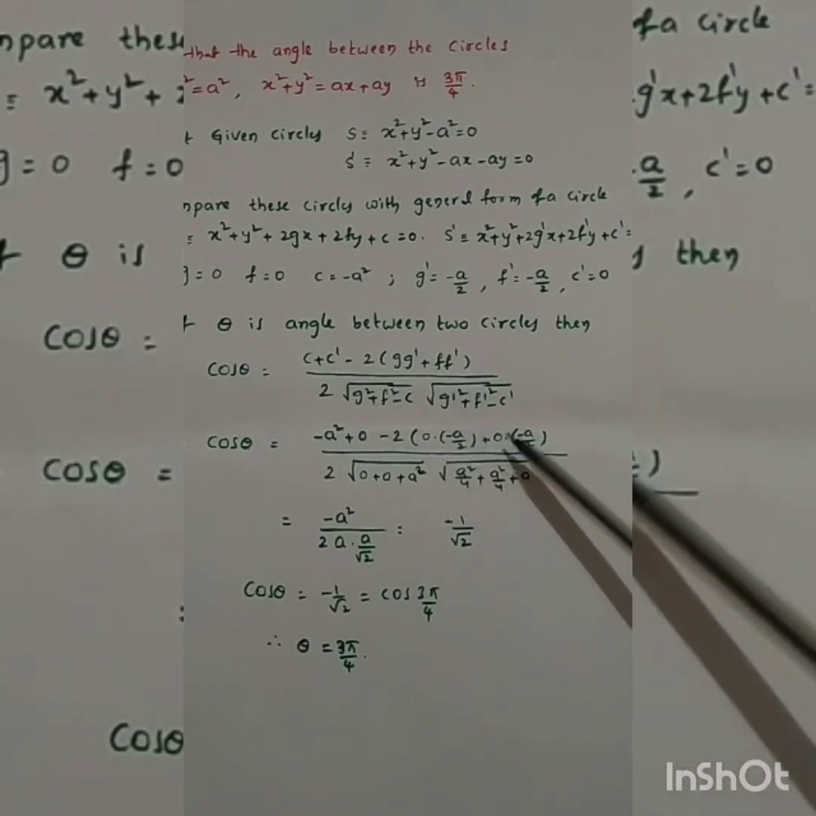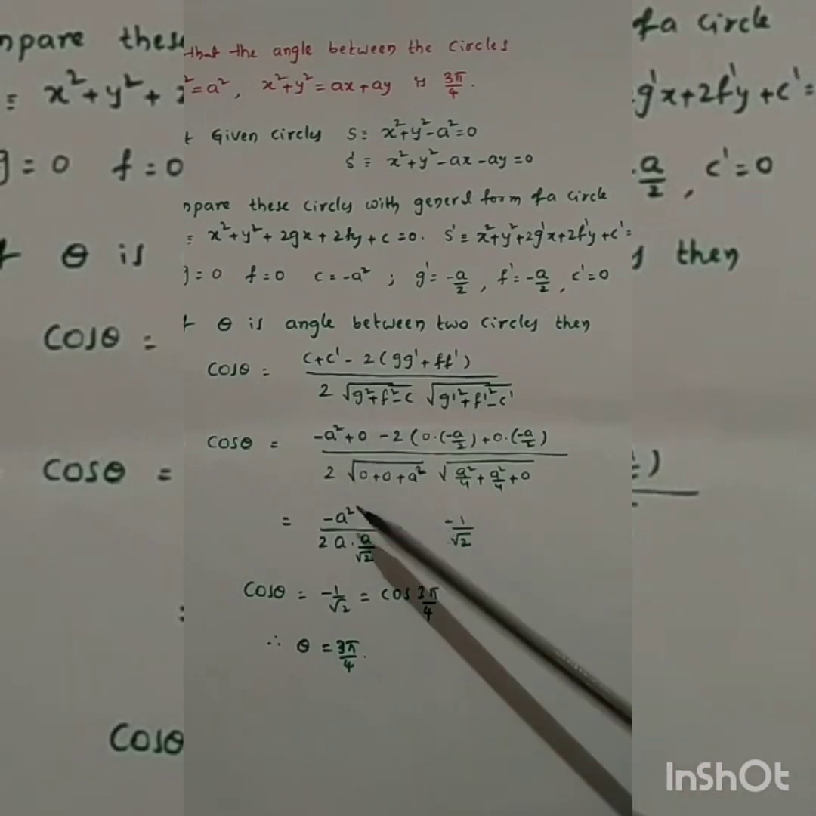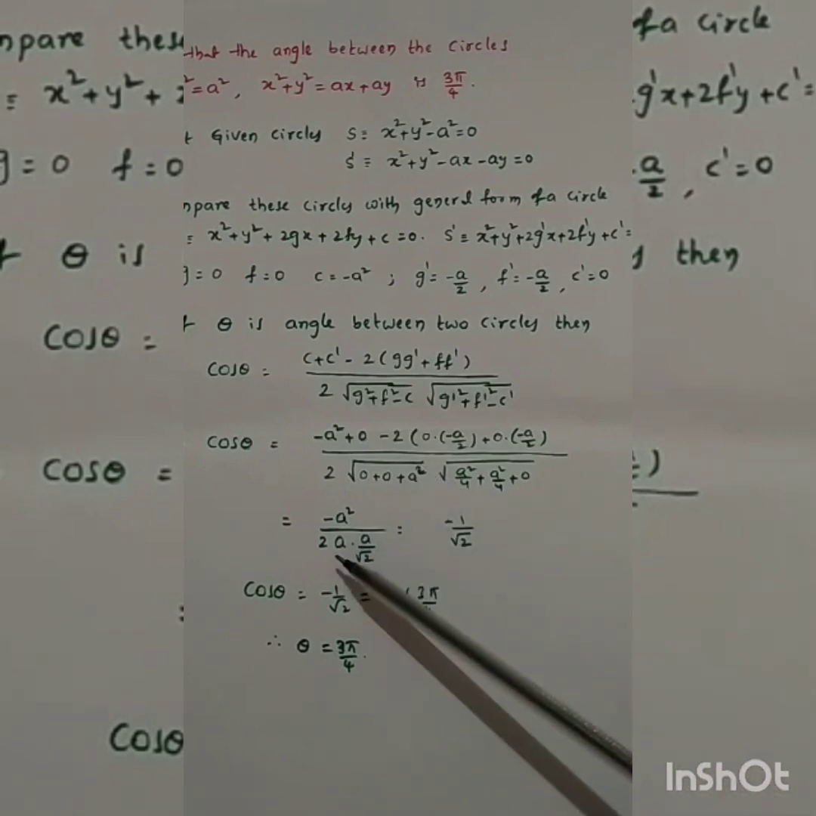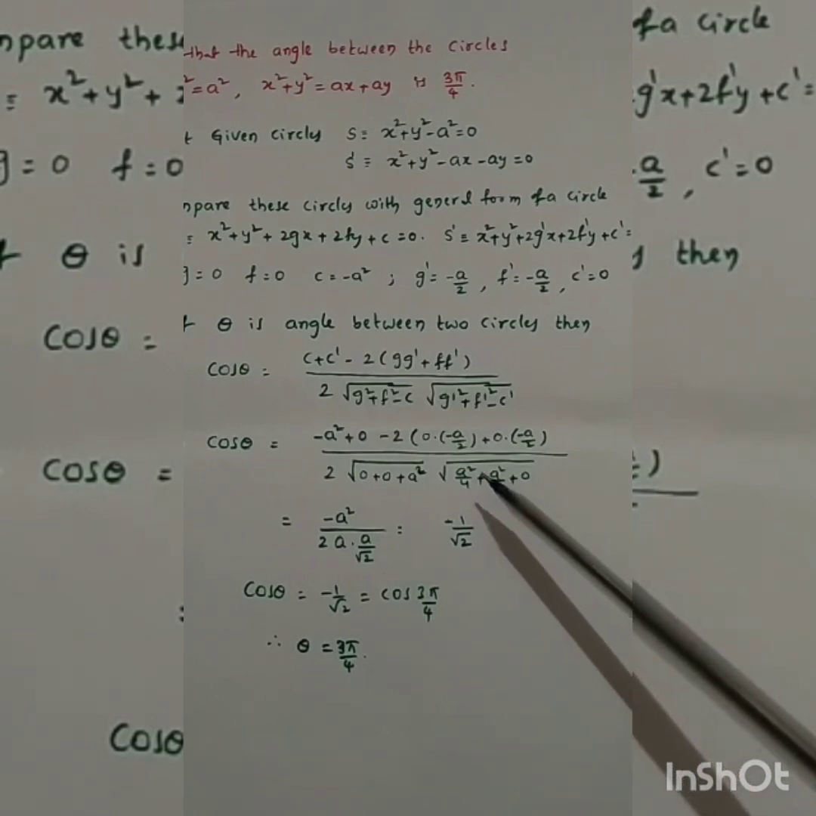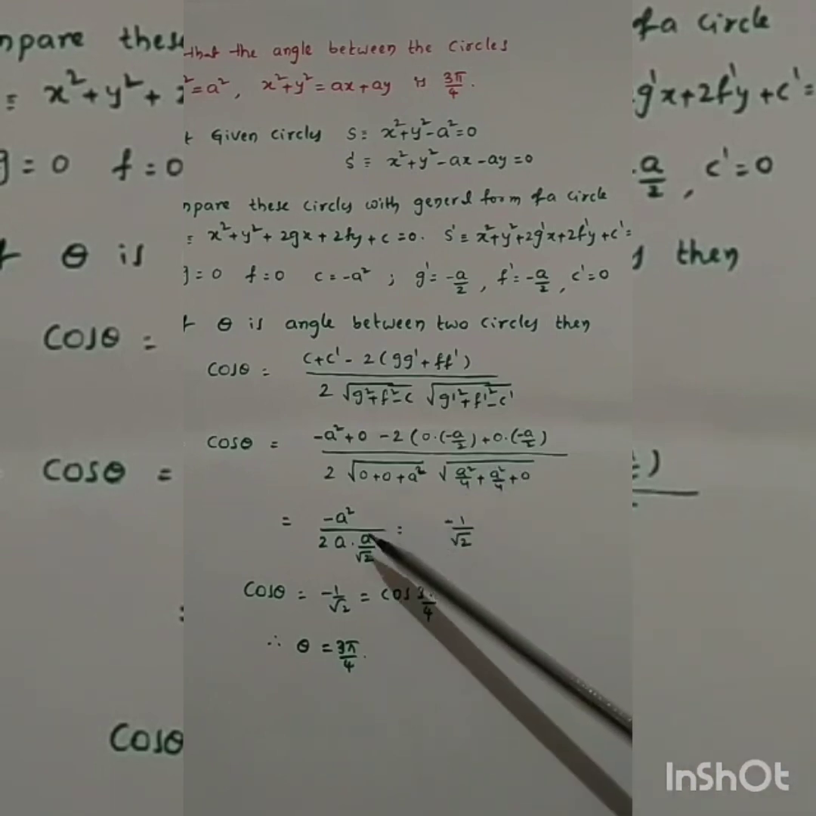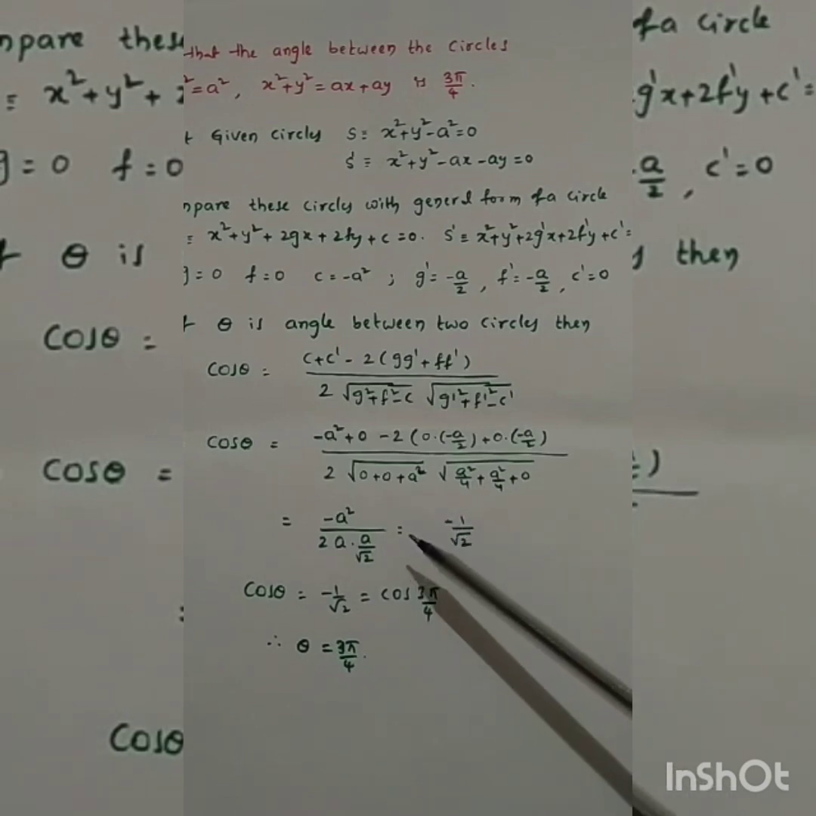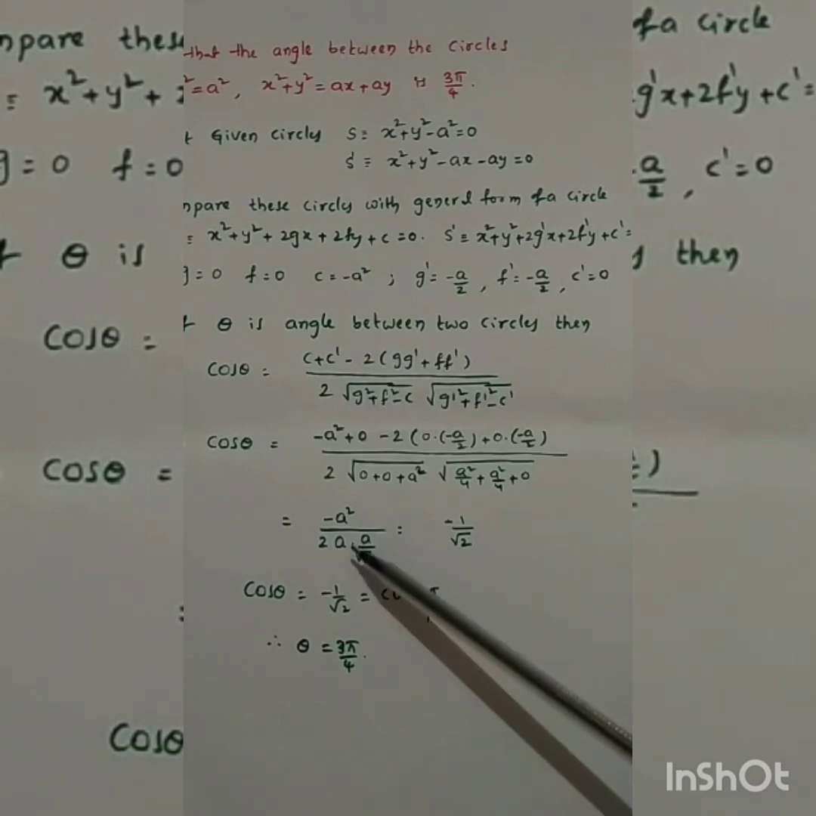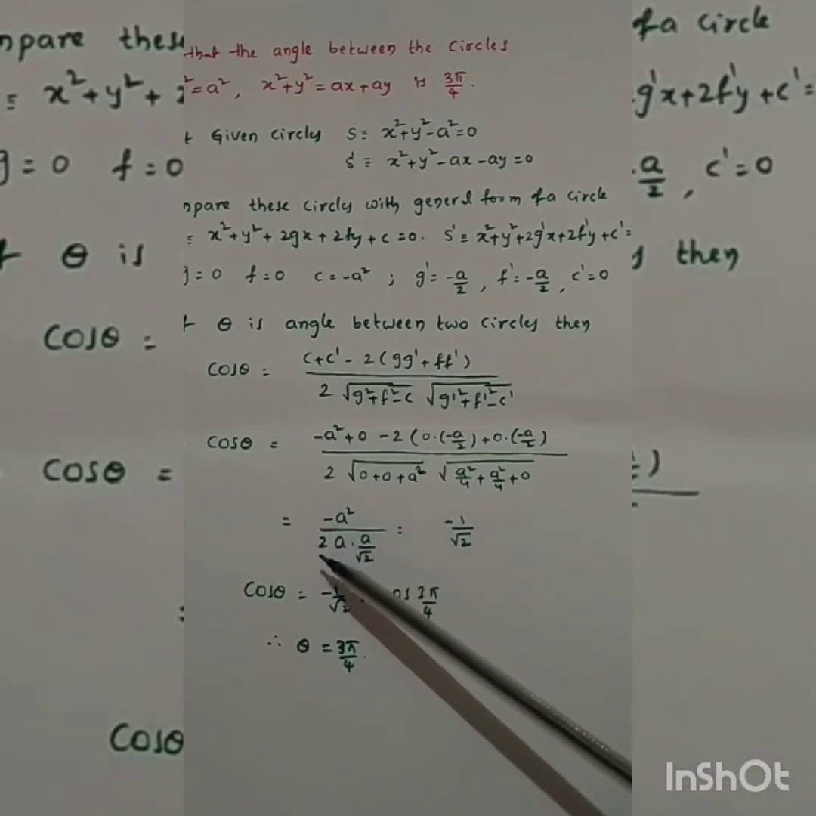These all become 0 because 0 into something is 0. Only we have in the numerator minus a², so minus a² by 2 into the root of a², which becomes a, and this is a²/4 plus a²/4, which is equal to 2a²/4, so a²/2 will come. The root of a²/2 is a by root 2. Now it becomes: here this is a², this a into a is also a², so we can cancel this a² and a². The remaining part is minus 1 by 2 by root 2.